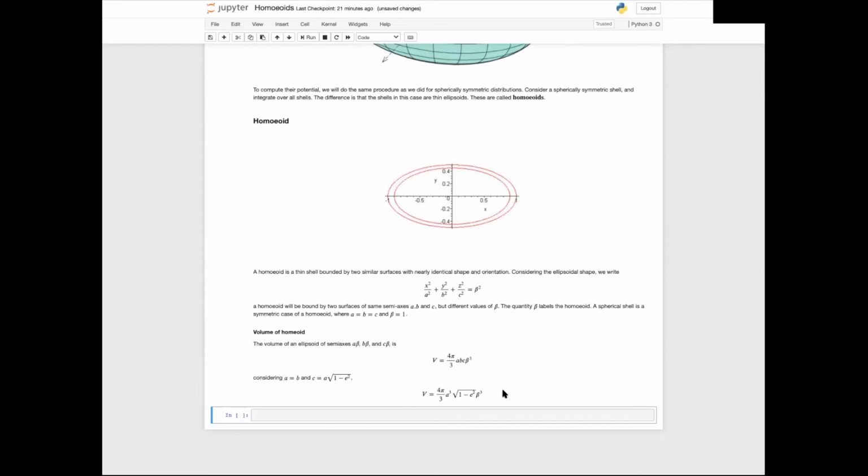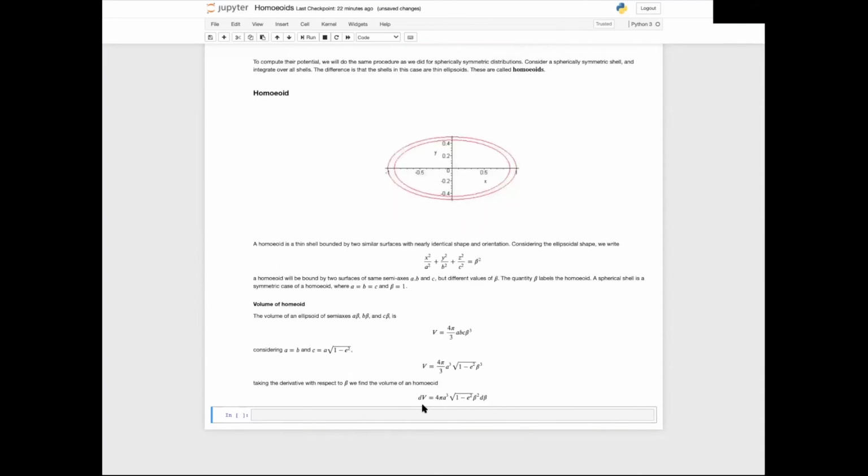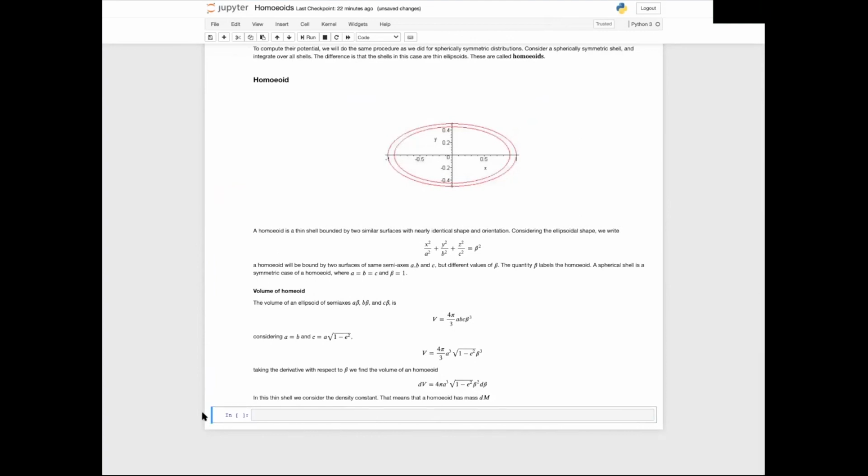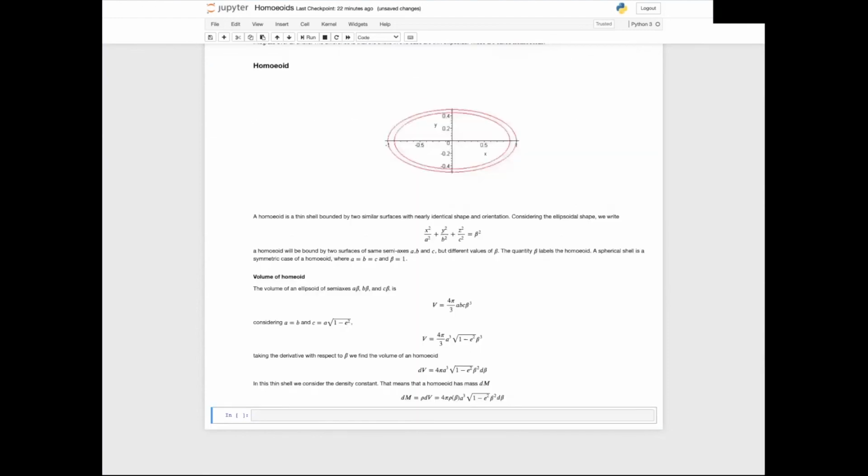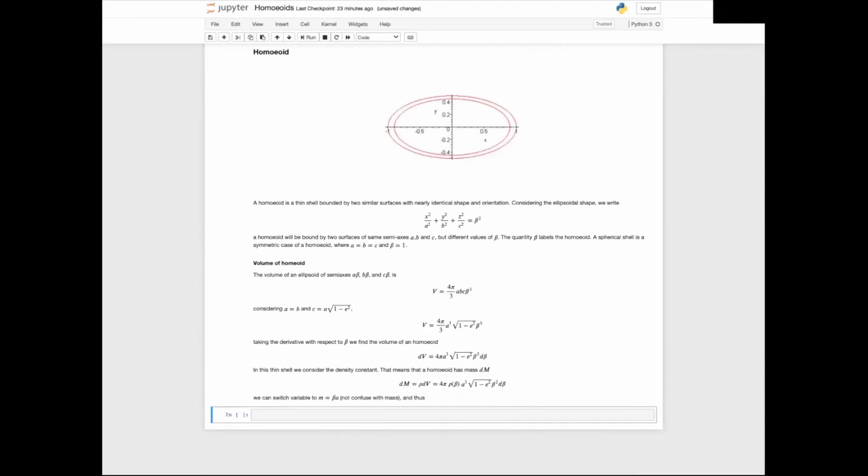Now, we take the derivative of this volume with respect to beta, and that gives us the volume of a homoeoid. That is the infinitesimal volume that is within two concentric ellipsoids. So if you consider that in this thin shell, the density is constant, we can calculate the mass dM of the homoeoid. We simply multiply this by rho.